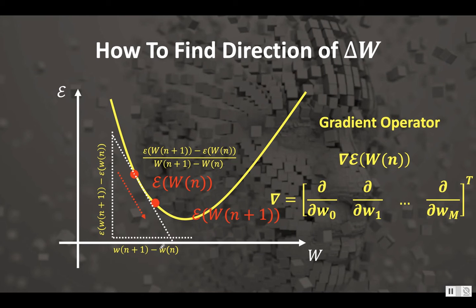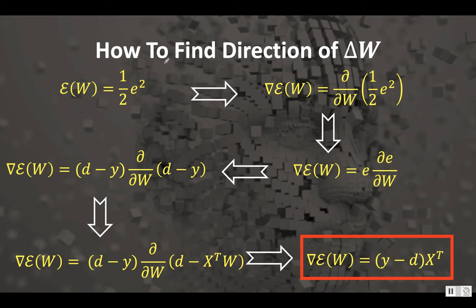Mathematically, that is nothing but the gradient operator. So we can just find the gradient. Here we have multiple w, so let's find the gradient of the cost function with respect to the different weights. This is how we can find the direction of the delta W.